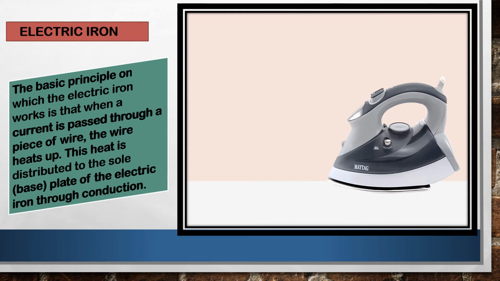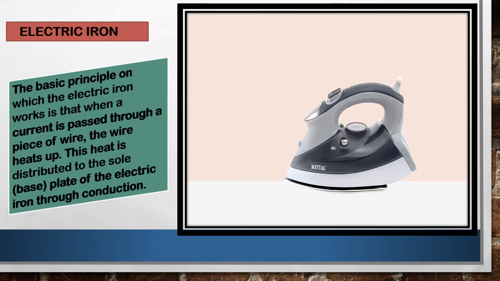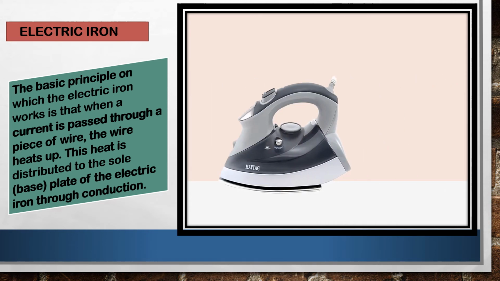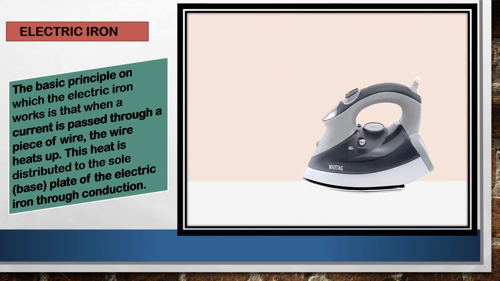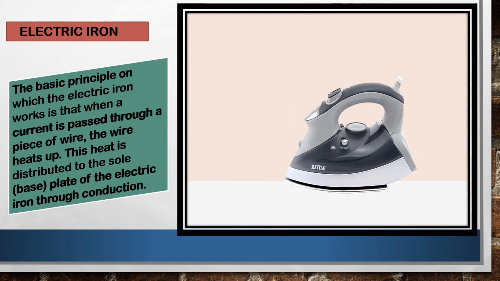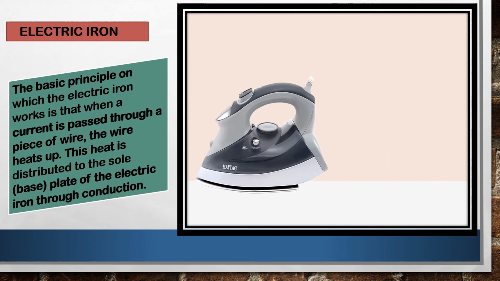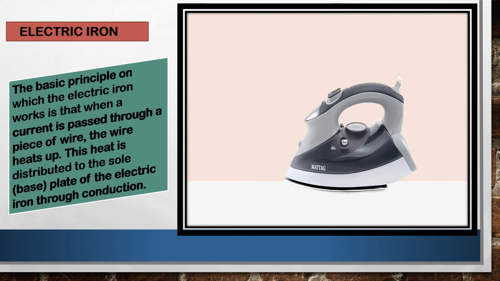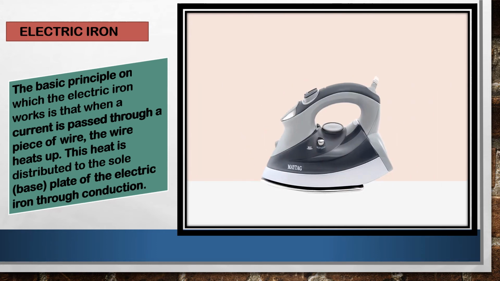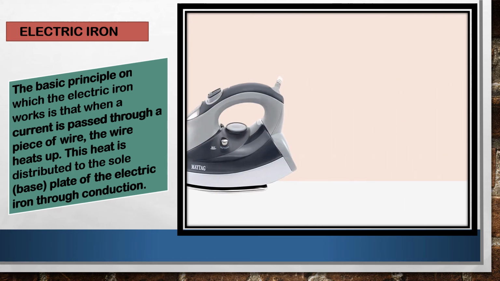Now here is another example of the heating effect of Joule, that is the electric iron. The basic principle on which the electric iron works is that when a current is passed through a piece of wire, the wire heats up. This heat is distributed to the sole plate of the electric iron through the conduction process of heat. You can see, in your daily life, obviously you use this. So this is the diagram of an electric iron.